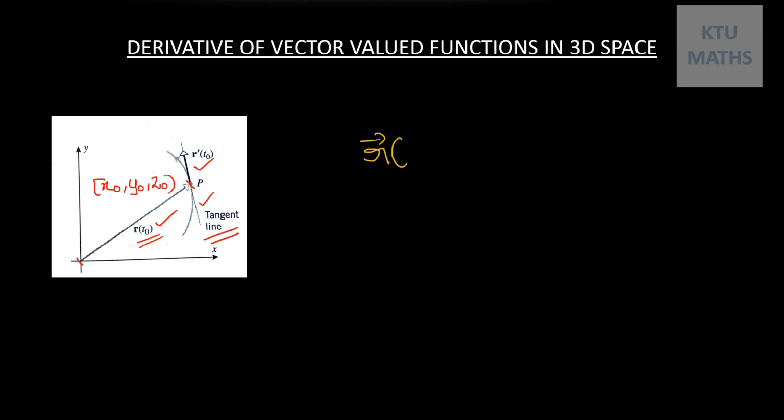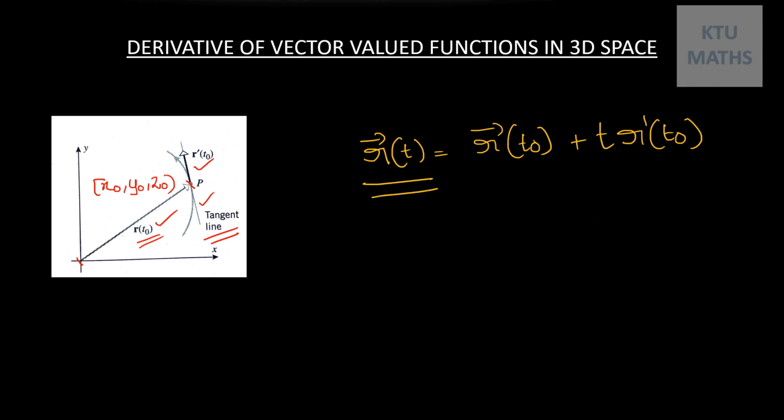Vector r(t) is equal to vector r(t0) plus t, that is a scalar multiple, times the derivative of vector r(t0). This is a point in the tangent line. We already know one point, that is this, and the other point can be found by this equation. And if we know r(t), we would also know the derivative of it.